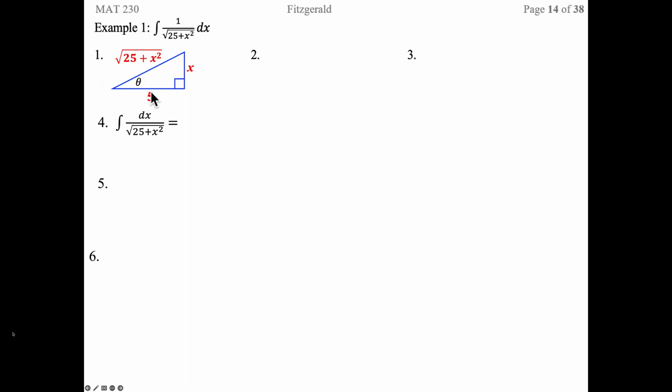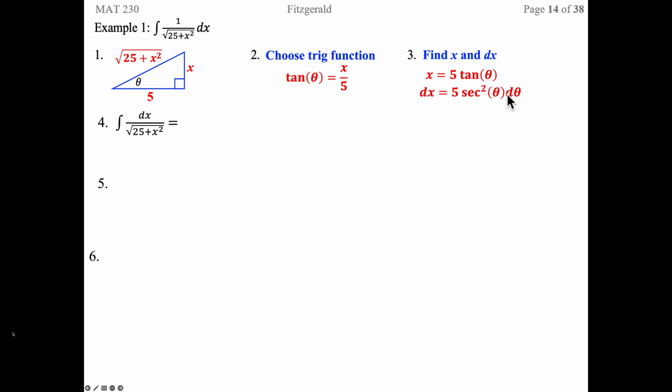Opposite over adjacent, that's my x over 5 fraction I want to create. That's tangent theta. Solve for x, just multiply the 5 over. There's x. Now take the derivative of both sides. So dx is equal to 5 times secant squared theta d theta.